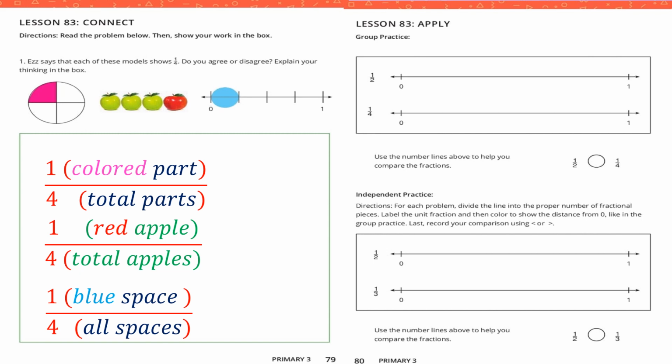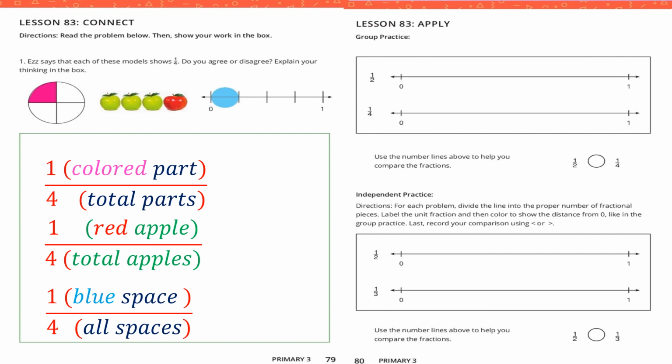Let's move to the next page, the apply part. We have group practice here. The first rectangle. We have 2 fractions and we want to compare between these 2 fractions by using the number line, by representing on the number line. Okay, 1 over 2 and 1 over 4, half and quarter. Let's represent half on the number line.